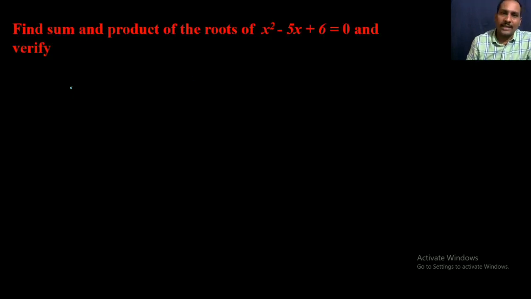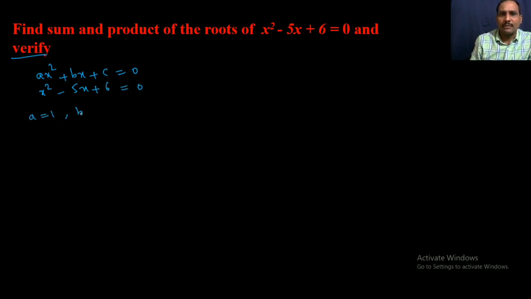Find the sum and product of the roots of x square minus 5x plus 6 equal to 0 and verify. Okay. So let us compare it with ax square plus bx plus c equal to 0. What is the equation? X square minus 5x plus 6 equal to 0. So here a is equal to 1, b is equal to minus 5 and c is equal to 6. So what is the sum of the roots? Minus b by a. So that is minus, what is b?